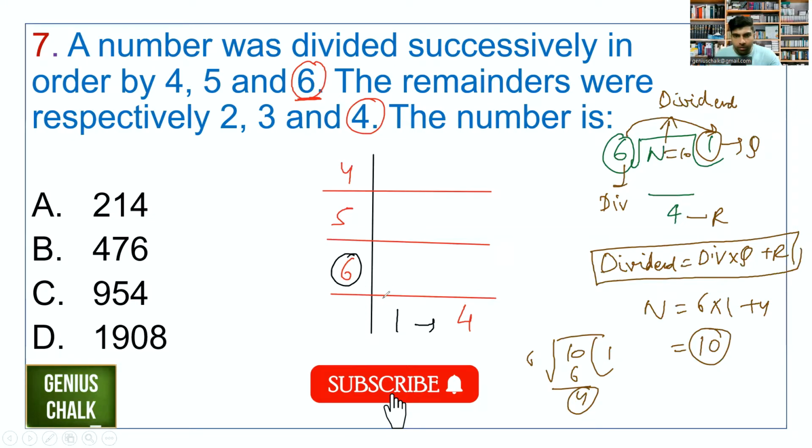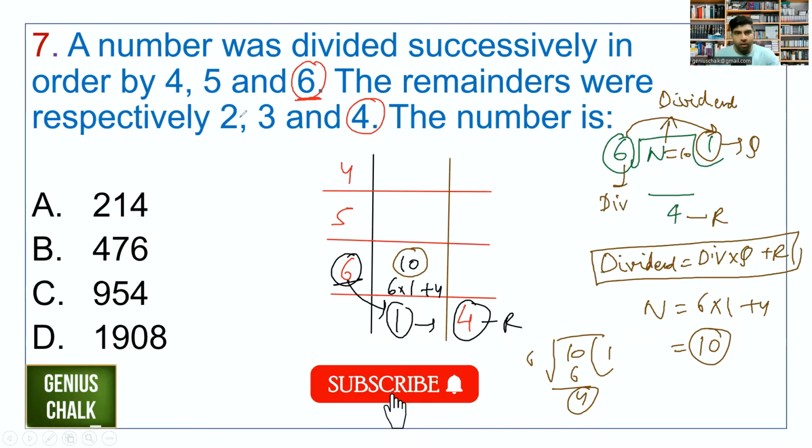So that is what we need to apply here. 6 into 1, divisor into quotient plus remainder. You know, these are all remainders. So this has to be 6 into 1 plus 4, and that has to be 10. Now what is the remainder in this case? I'm making a line here. So this is the remainder. Now go ahead. This is 10 now.